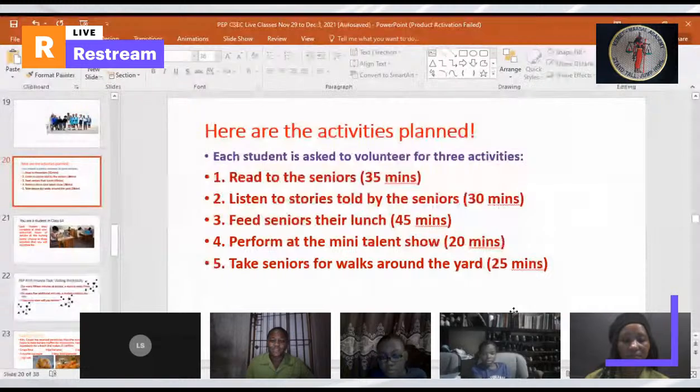Here are the activities planned. Each student is asked to volunteer for 3 activities. 1, read to the seniors 35 minutes. 2, listen to stories told by seniors 30 minutes. 3, feed seniors their lunch 45 minutes. 4, perform at the mini talent show 20 minutes. 5, take walks around the yard 25 minutes.